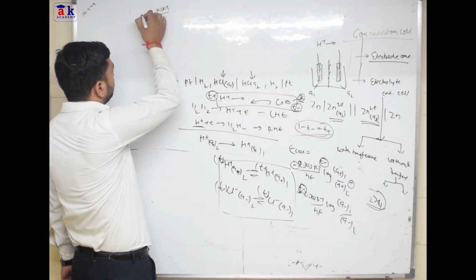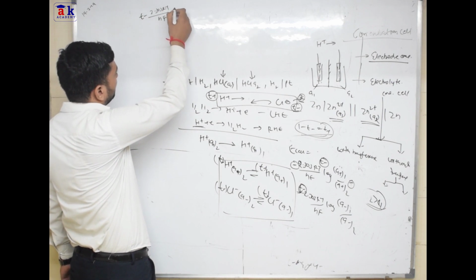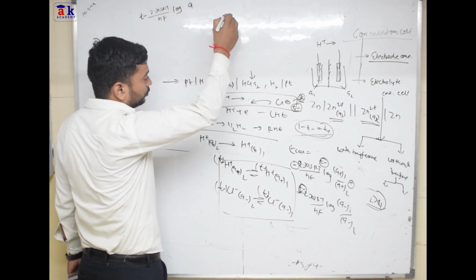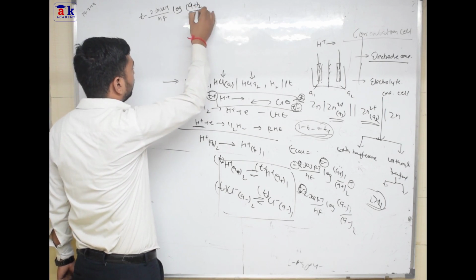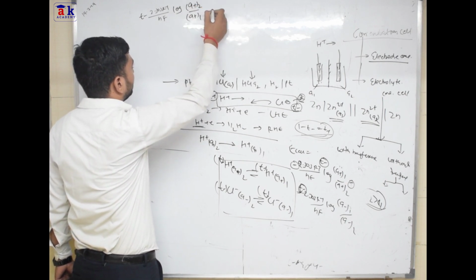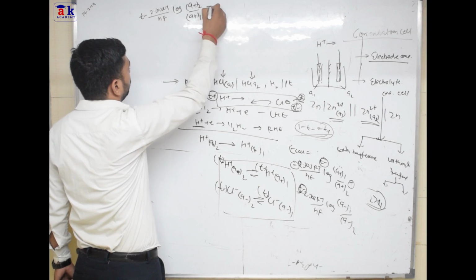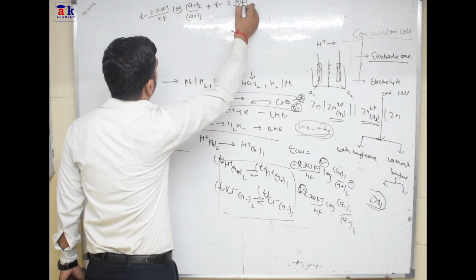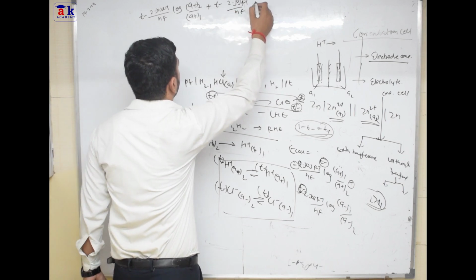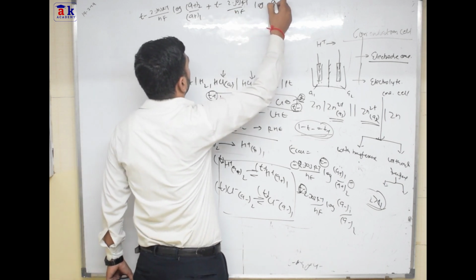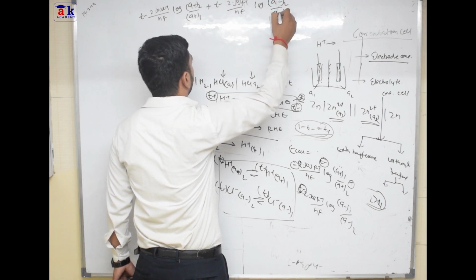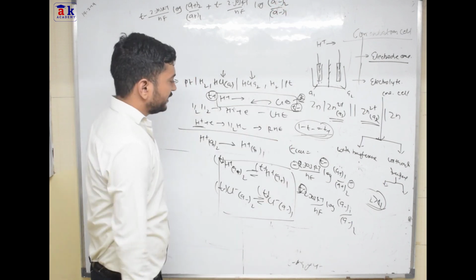So this will be T minus 2.303 RT upon NF log A2 divided by A1, plus T minus 2.303 RT upon NF log A minus 2 divided by A minus 1. Got it up to this much?